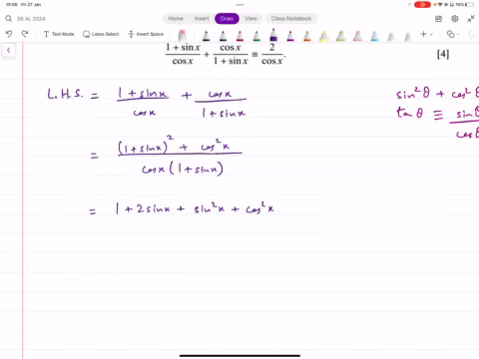Another thing, while you're proving identities, you should not simplify the denominators as long as you can do that. Okay? Do not simplify the denominator. Okay?